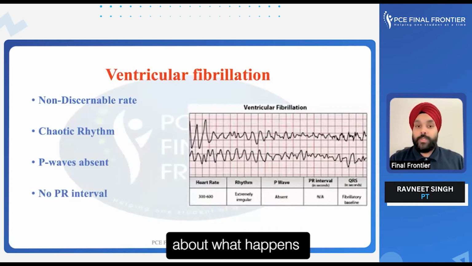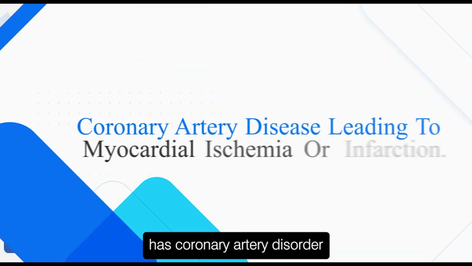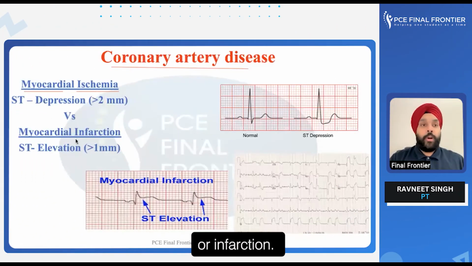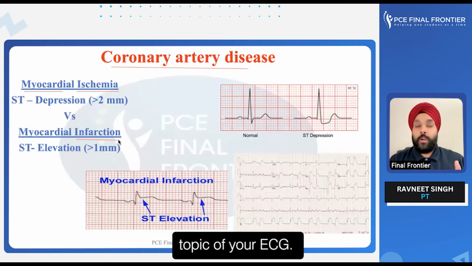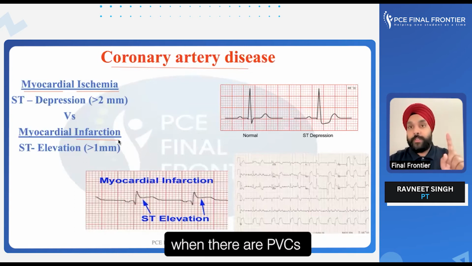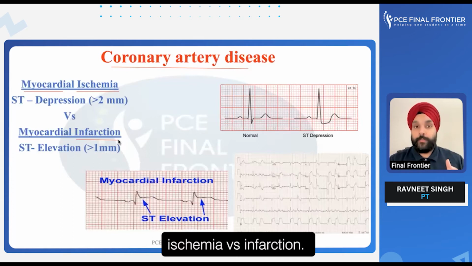Now let's talk about what happens when the patient has coronary artery disease, and that leads to either the heart's ischemia or infarction. This is the final topic of your ECG. So there are basically two things you need to remember: what happens when there are PVCs and what happens when there is myocardial ischemia versus infarction.